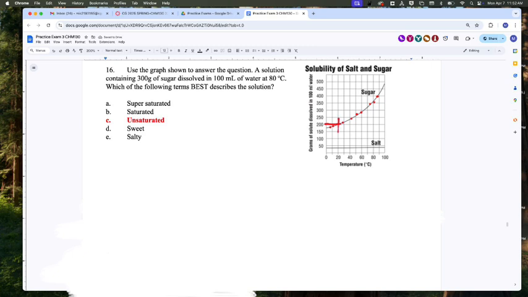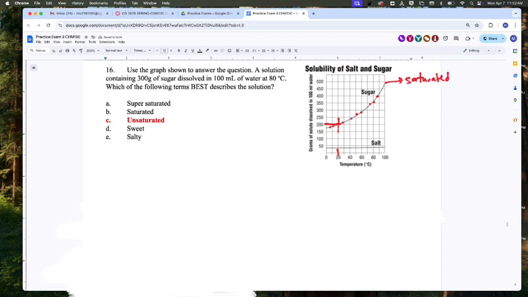At that intersection, we took 200 grams of sugar. We added it to 100 milliliters of water, and then we heated it up to, well, in this case, we probably cooled it down to 20 degrees Celsius. When we did that, all the sugar dissolved. So that's what that point means. That curve is effectively our saturation curve, our saturated.